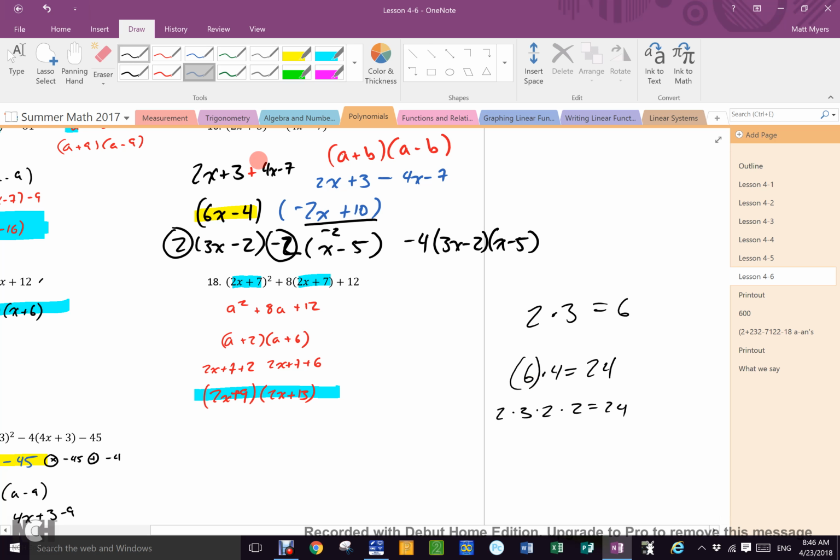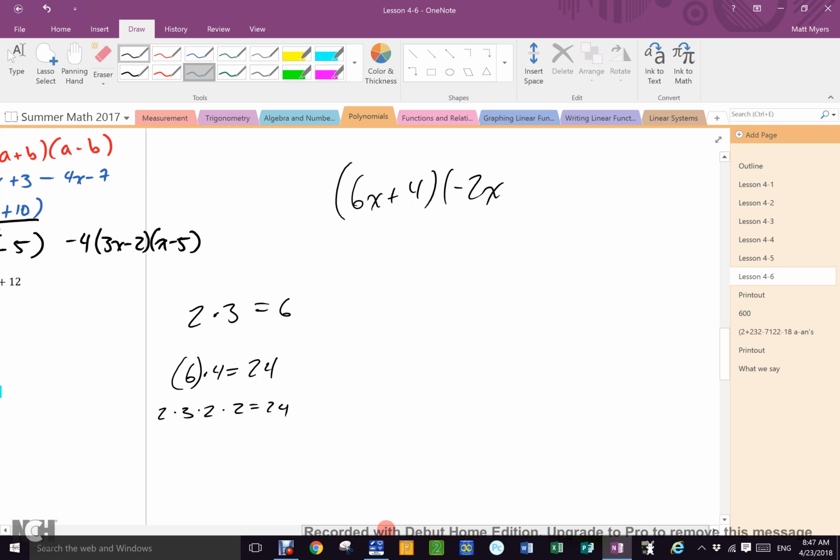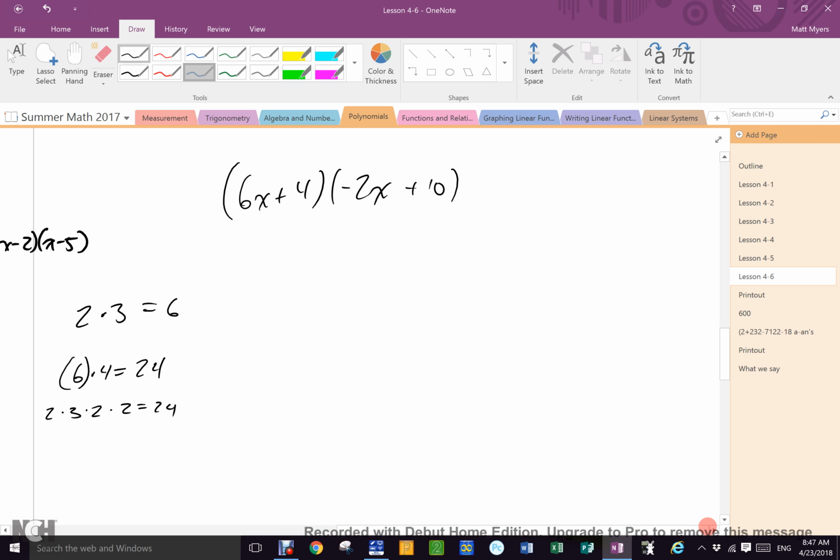All right. If I expanded this all the way out right here, when I had the two factors, so I had 6x plus 4 and negative 2x plus 10, agree? So if I expand that, that's negative 12x squared, plus 60x, minus 8x, plus 40, cool? So it's negative 12x squared plus 52x plus 40, yeah? Okay. What would you do to factor that?